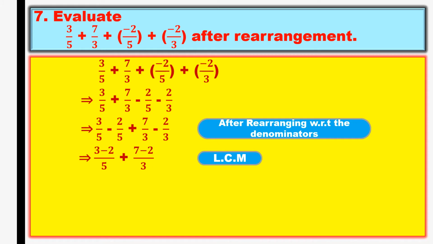Now I can simplify easily. 3 minus 2 is 1, 1 by 5, plus 7 minus 2 is 5, 5 by 3. Okay, why does he ask you to rearrange them and solve it? Because if you do LCM here like this, for 3, 5, 3, 5, 3, 5, you'll get 15 as LCM. It will be complicated. So 5 means 3 times 3 into 3 plus 7 into 5, like that.